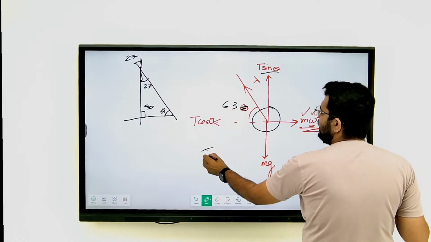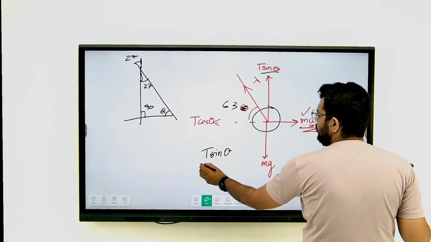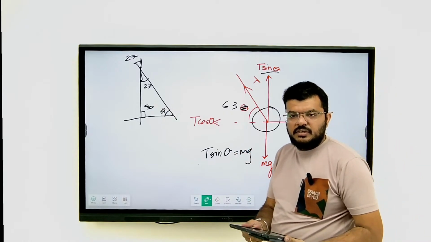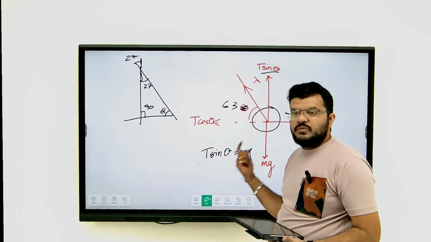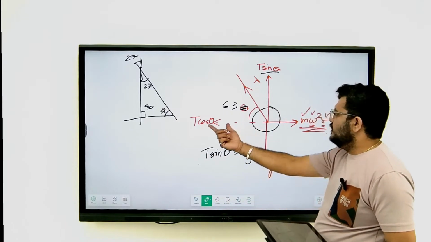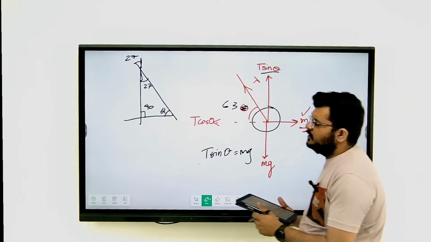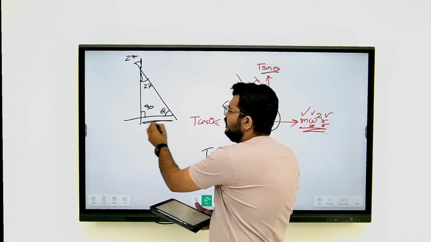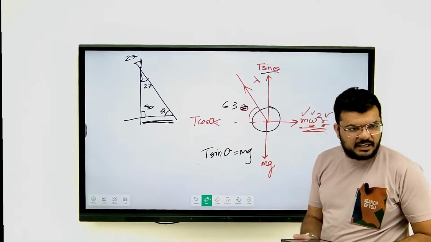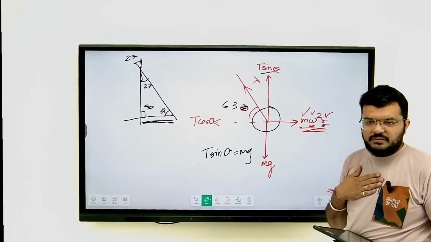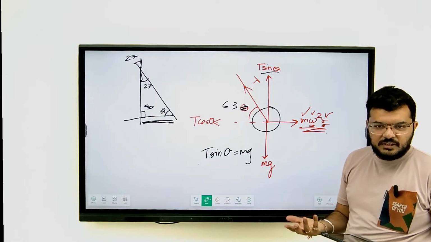So you can directly equate T cos theta is equal to mg, right? If the mass of the steel sphere is known, then you can find out the value of T. Once that T is known, and the mass is again known, you can find out, this is a triangle, you can find out this radius, and therefore you can find out the omega. It is still not asked, but I believe the next part should be this.